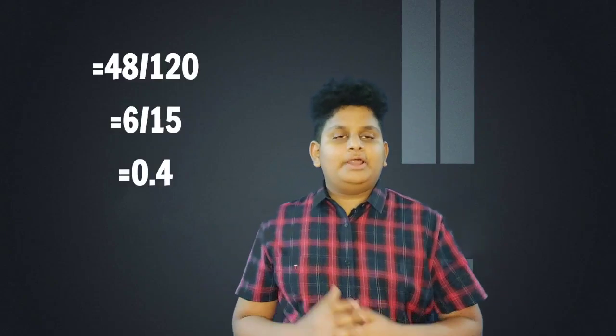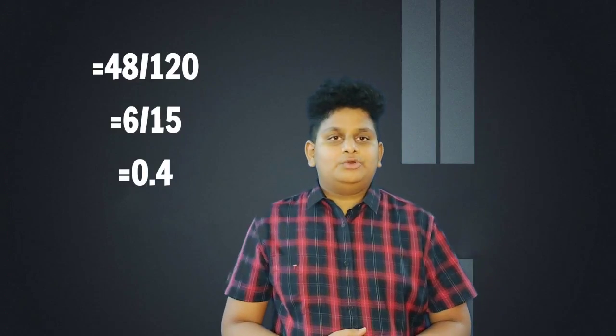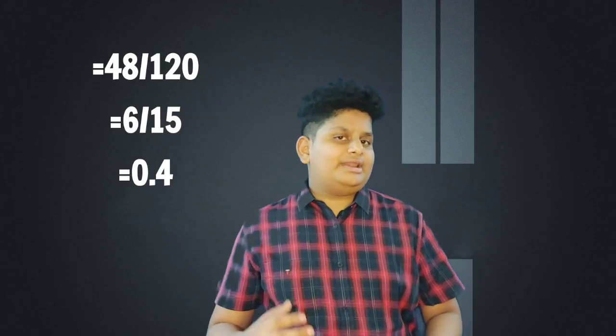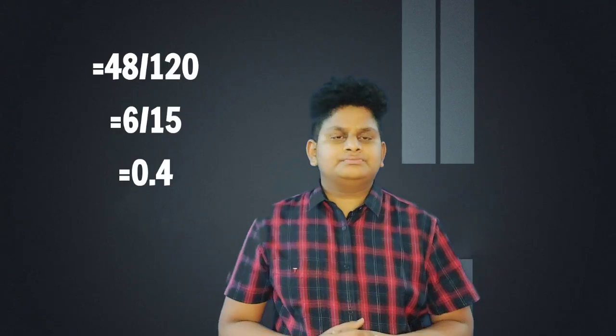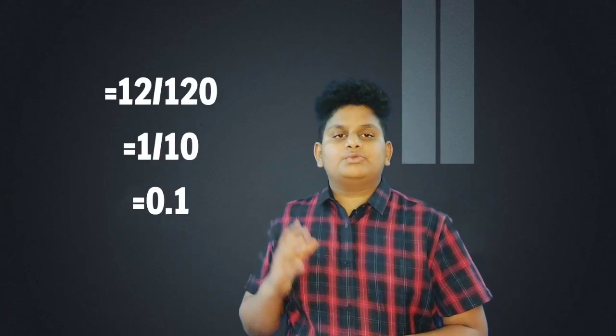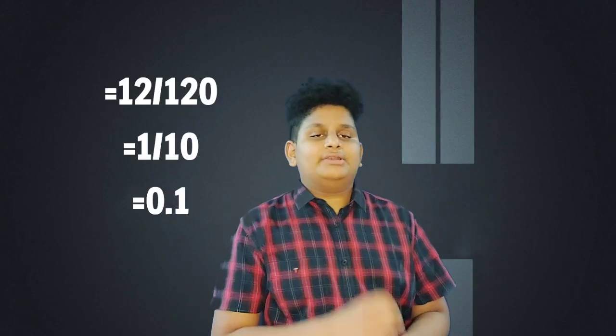Then the second one is 1 tail, which comes 48 times. Favorable outcomes are 48 and the total number of outcomes is 120. 48 by 120 is equal to 1 by 4, or 0.4 if you rewrite it. And the third one is 0 tails, which comes 12 times. Number of favorable outcomes is 12, total number of outcomes 120. 12 by 120 is 1 by 10, or 0.1.